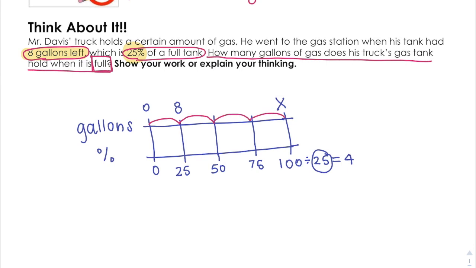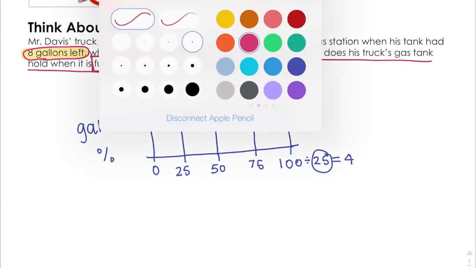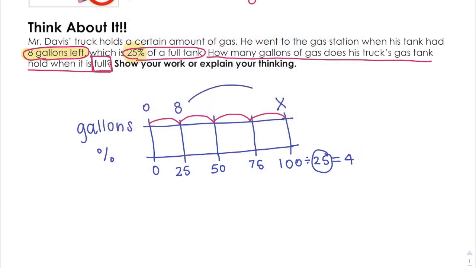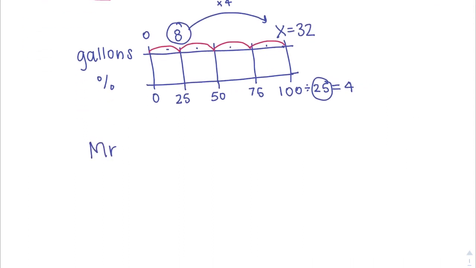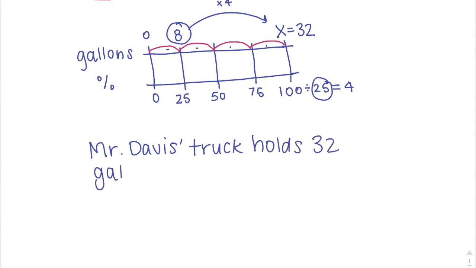So there's 4 sections. A fast way of getting there is multiplying 8 times 4. Since 8 is what we're counting by, and there are 1, 2, 3, 4 sections, 8 times 4 we know is 32. So Mr. Davis's truck holds 32 gallons of gas when it's full.